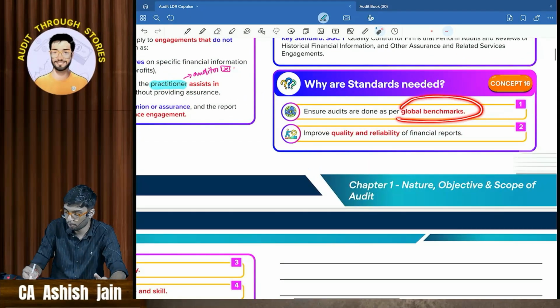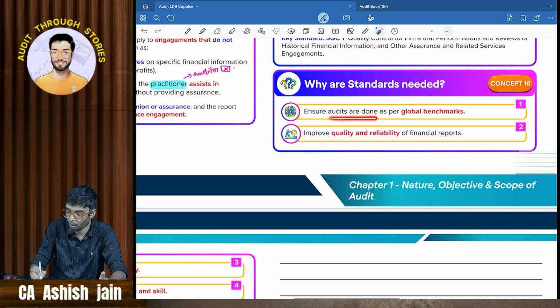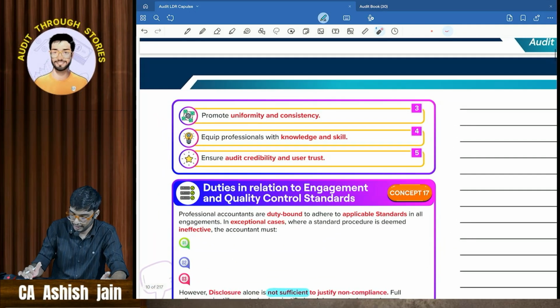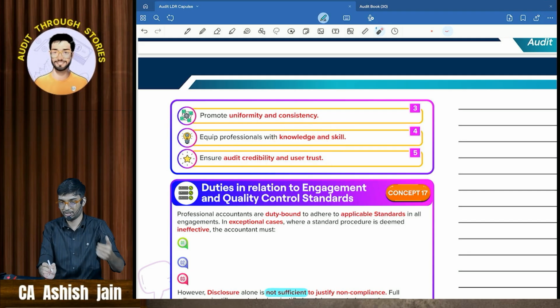One, it is a global benchmark. Why are standards needed? Because they ensure audits are done as per the global benchmark. It improves the quality and reliability of financial reports. Then it promotes uniformity and consistency. It equips a professional with knowledge and skill, and it ensures audit credibility and users' trust. Okay, users' confidence it boosts.